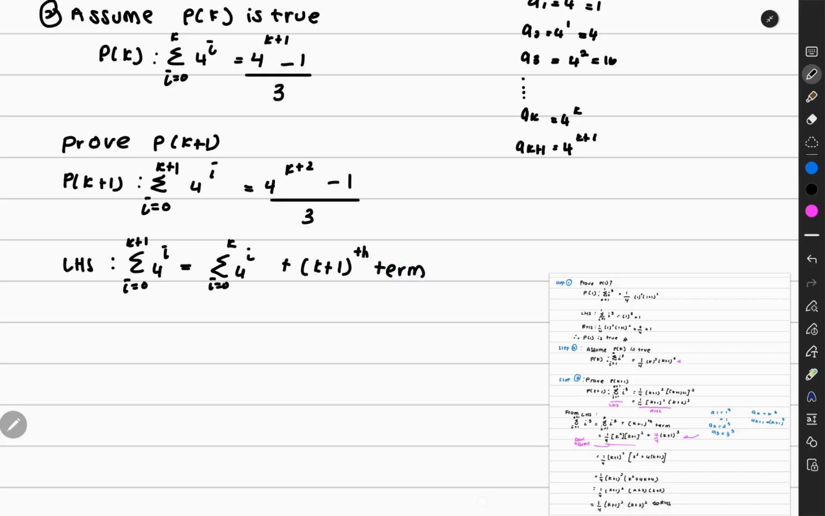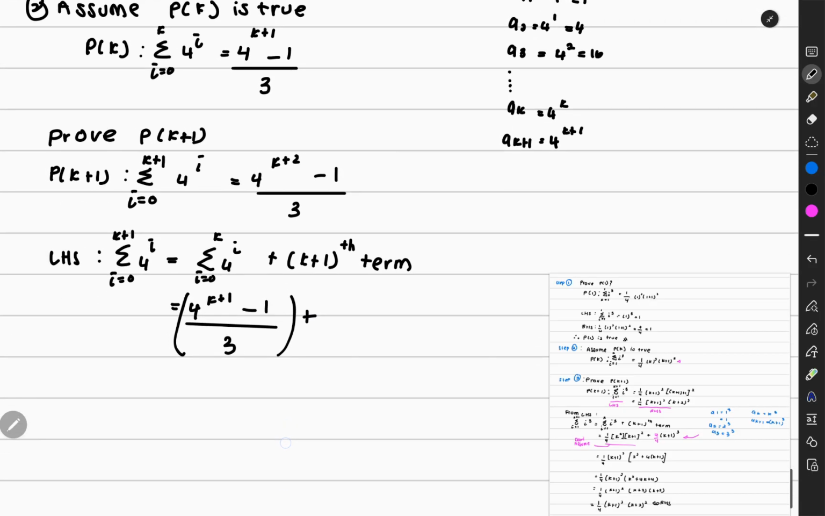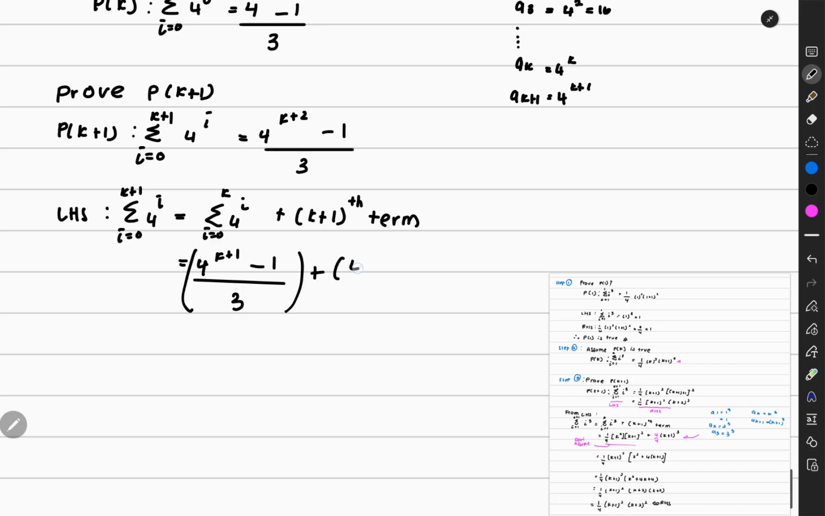So, with our assumption on the second step, okay, the summation of 4 to the I from 0 to K is equal to 4 to the K plus 1 minus 1 over 3. So this is the summation up until the K term, plus the K plus 1 term. What is the K plus 1 term here? 4 to the power of K plus 1. Cuba you simplify sampai you dapat right hand side yang P of K plus 1. Let's see. Cuba.